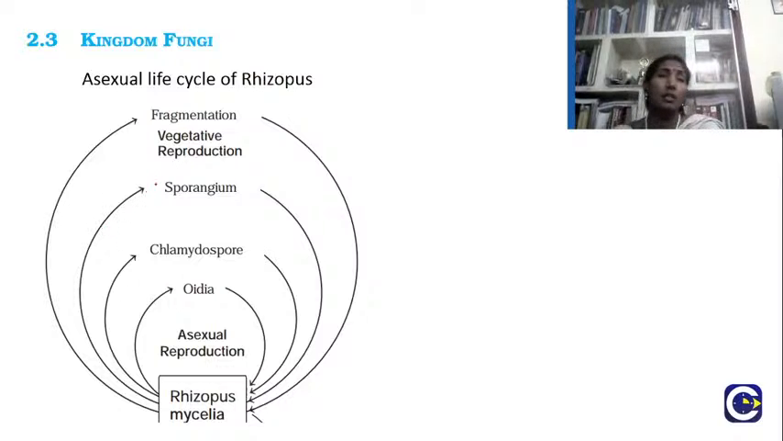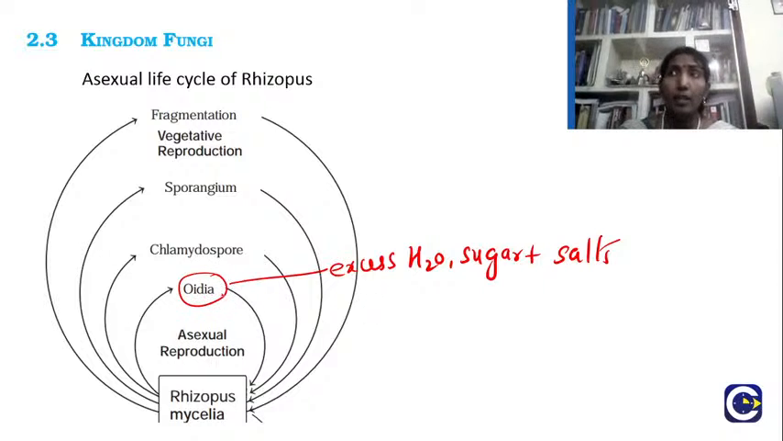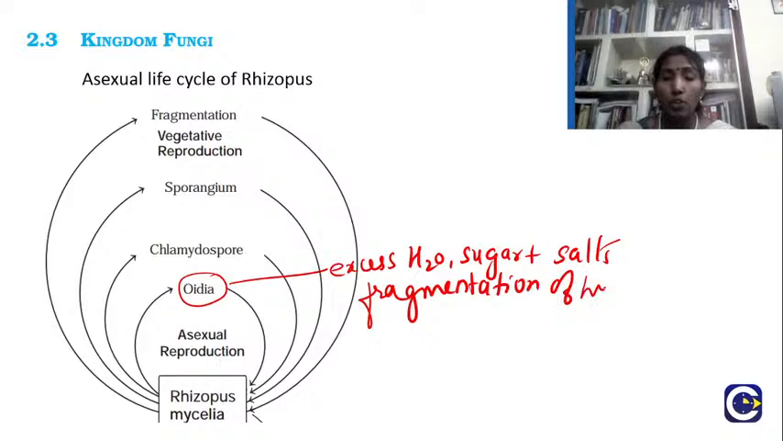To talk about the asexual life cycle of Rhizopus, we have certain things like oidia. Oidia are formed under conditions when there is excess of water, sugar and certain salts. They are individual cells separated from the hyphae, actually formed by fragmentation of hyphae. So the method of oidia is fragmentation of hyphae. The best example of this takes place in Rhizopus.